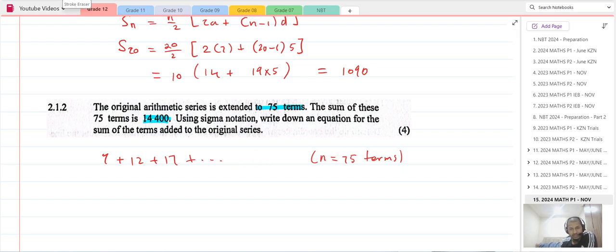Using sigma notation, write down an equation for the sum of the terms added to the original series. So we need to use sigma notation. First let's calculate what the Tn formula is here.